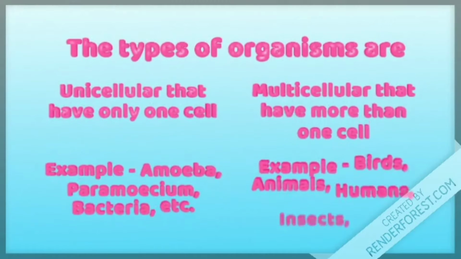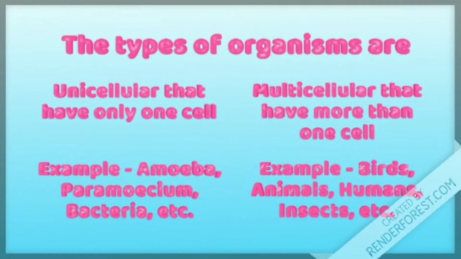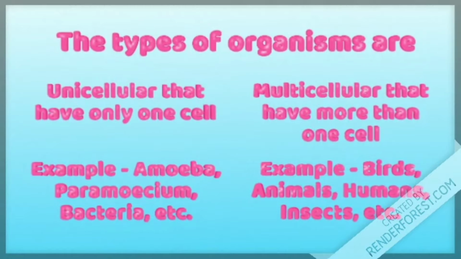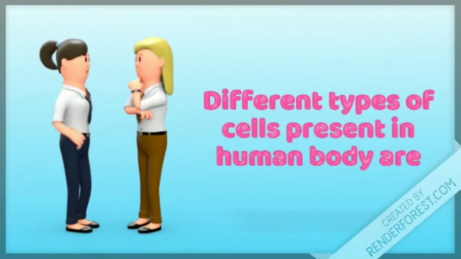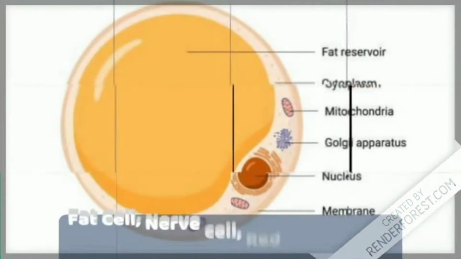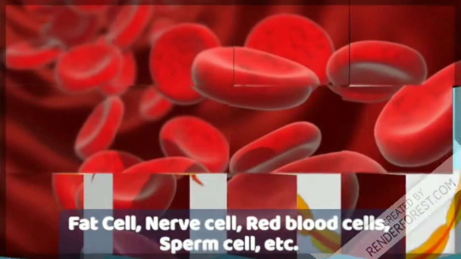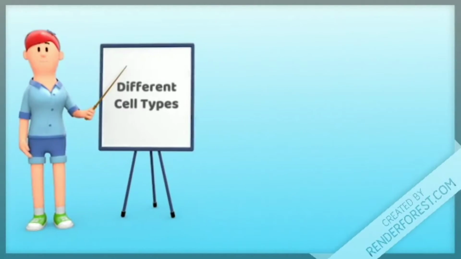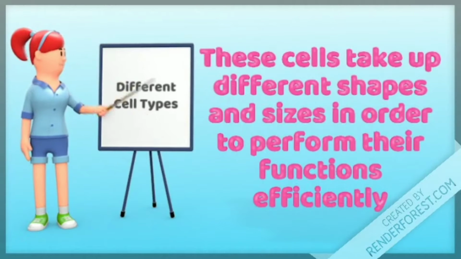The types of organisms are unicellular, that have only one cell. Example, amoeba, paramecium, bacteria, etc. And multicellular, that have more than one cell. Example, birds, animals, humans, insects, etc. Fat cell, nerve cell, red blood cells, sperm, etc. These cells take up different shapes and sizes in order to perform their functions efficiently.